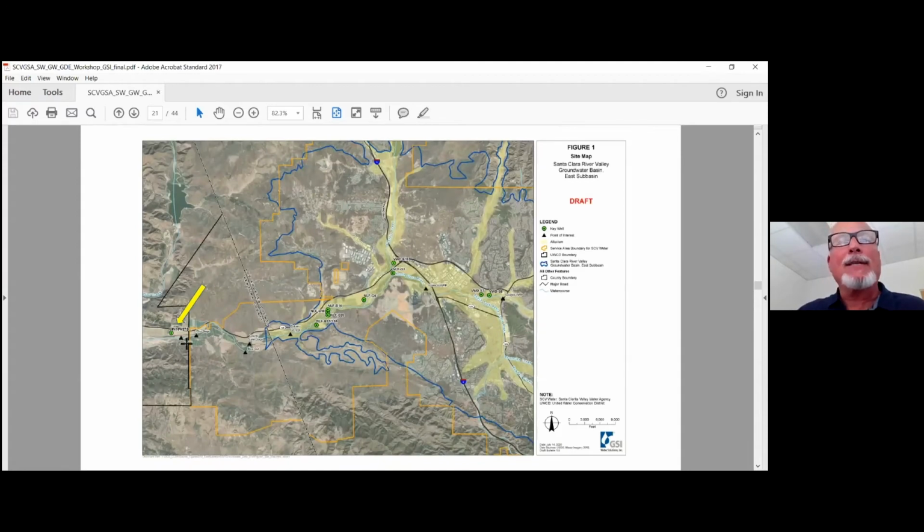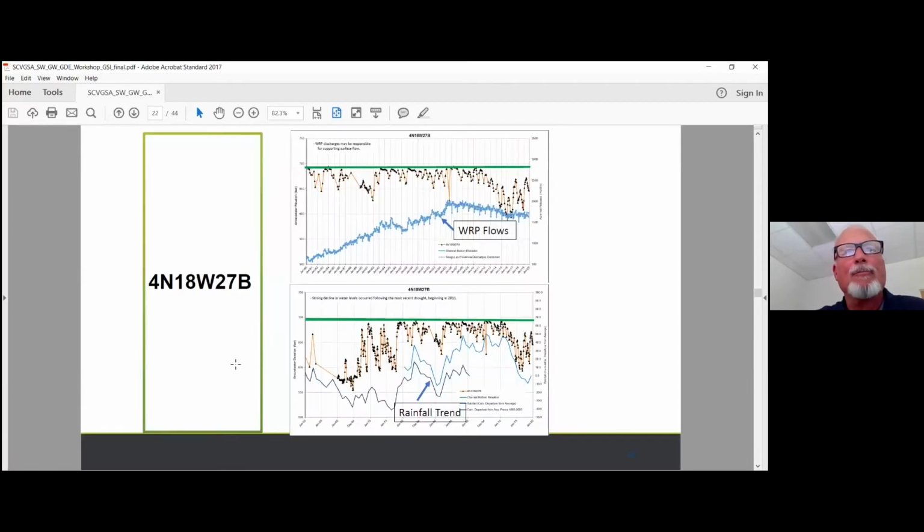And next, lastly, I'm going to show you this well that's just outside the basin. This is 27B. If you can't see that label right there. This is just past the basin boundary. It's just past the start of what's called dry gap, where the alluvium, that sand and gravel deposit, starts getting really thick again. And we have a long record of water levels for this well. So that's one reason I wanted to show it to you, just to give you some perspective.